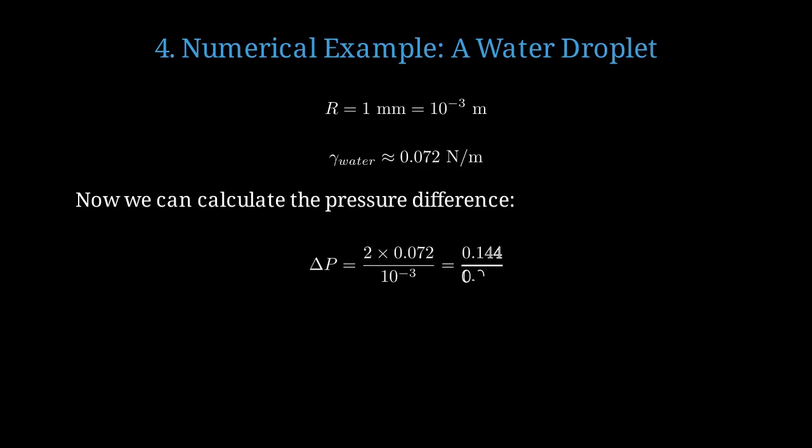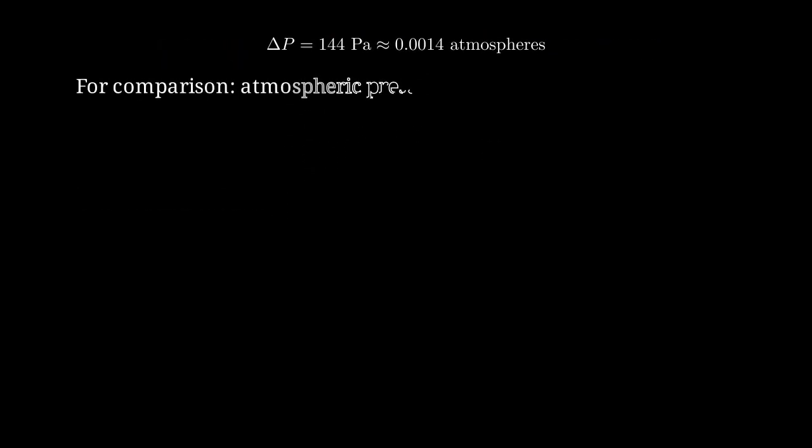Delta P equals 2 times 0.072 divided by 10^-3, which gives us 0.144 divided by 0.001. This equals 144 pascals, or about 0.0014 atmospheres. That's a small but measurable pressure difference. To put this in context, atmospheric pressure at sea level is about 101,325 pascals, so our pressure difference is relatively small.